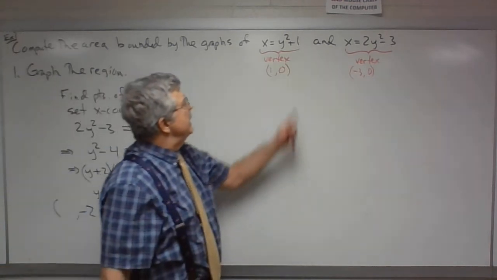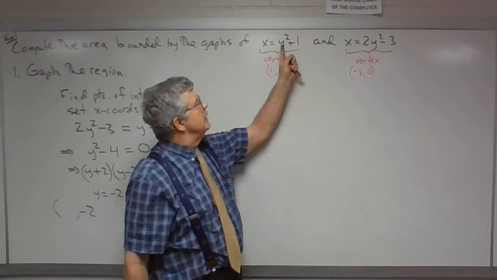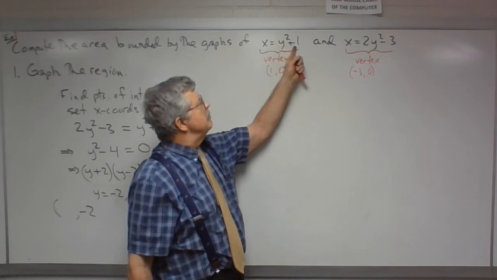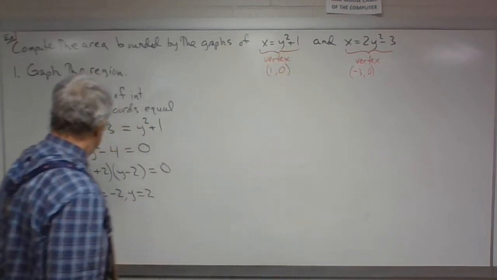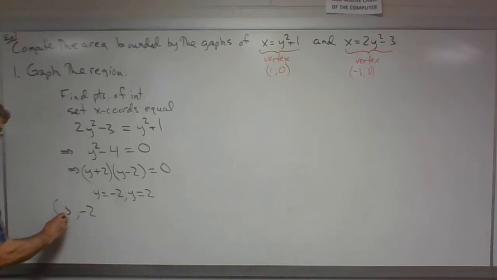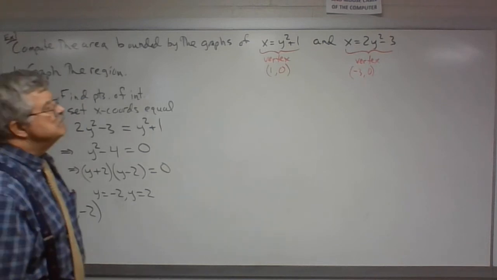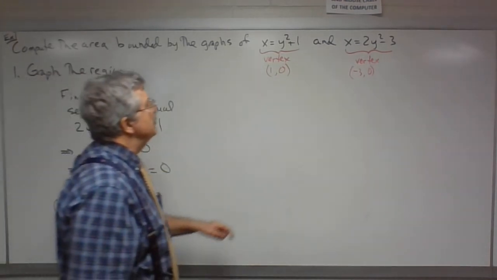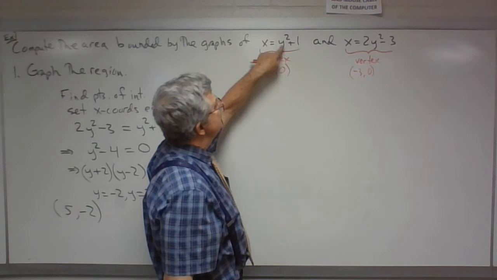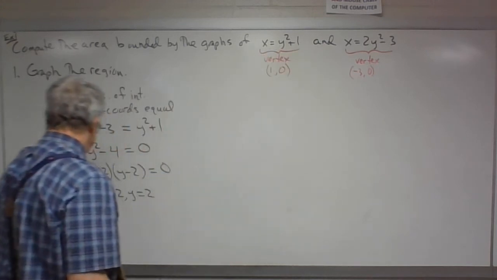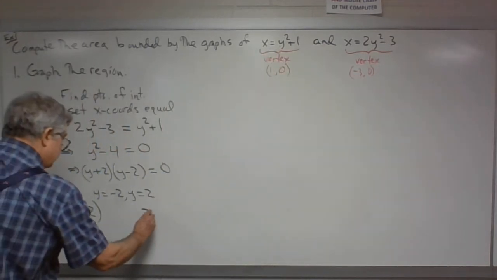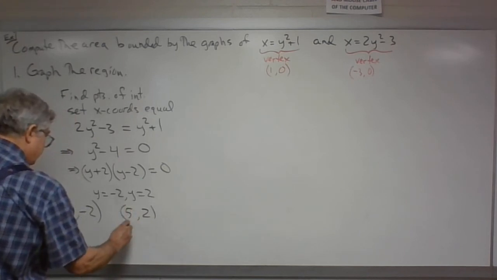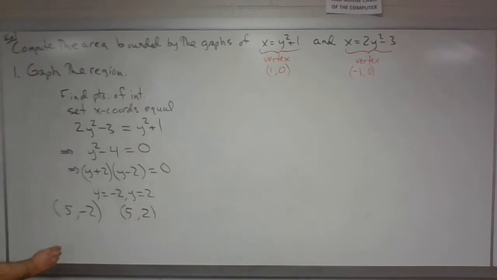When y equals negative 2, what is x? Negative 2 squared is 4, plus 1 is 5. So 5 is the x coordinate of one point of intersection. And when y equals positive 2, y squared is 4, plus 1 is 5. When y is 2, x again is 5. These are the points of intersection.